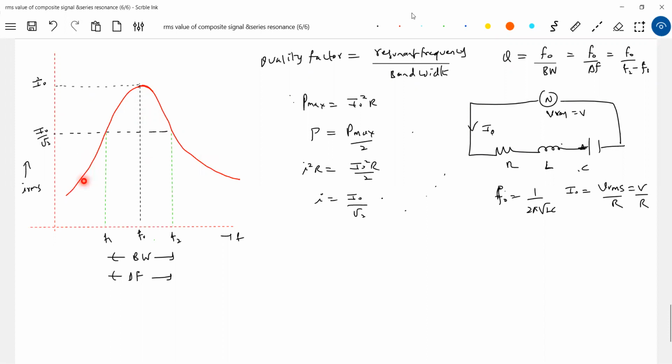From there, I'll draw a horizontal line. It will cut the curve at 2 points. From there, I'll drop a vertical. I'll call these the upper cutoff frequency and the lower cutoff frequency. And I'll measure the width. That's the bandwidth. The resonance frequency divided by the bandwidth will become the quality factor.